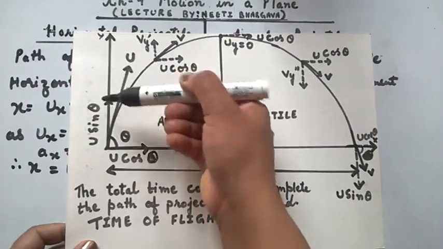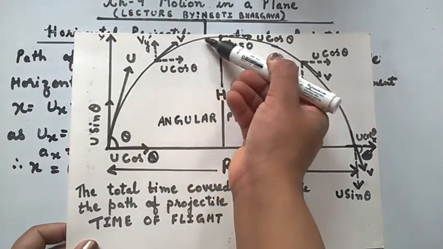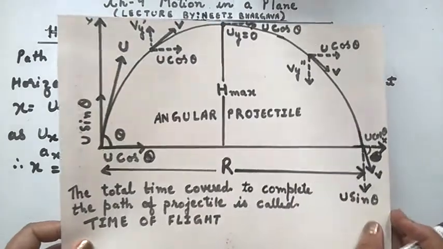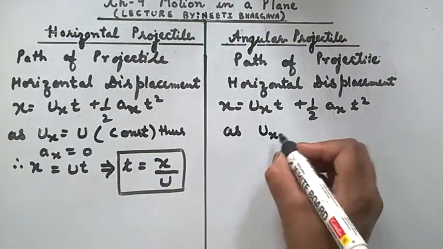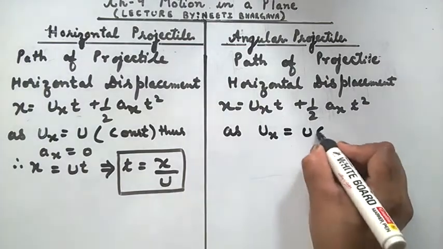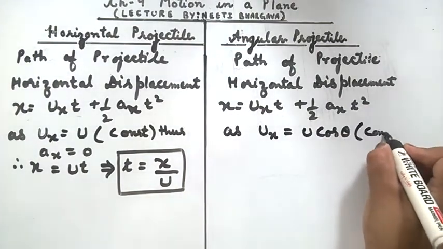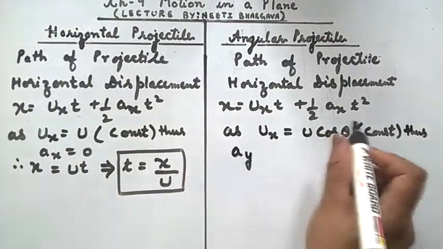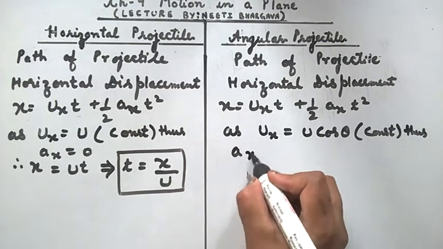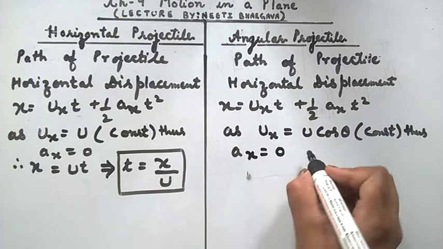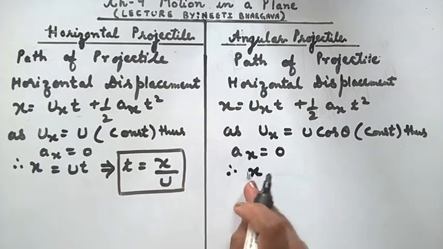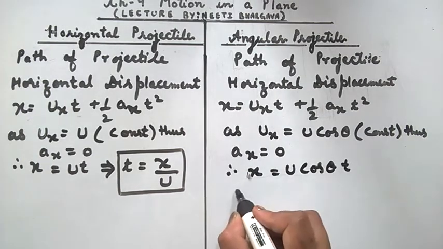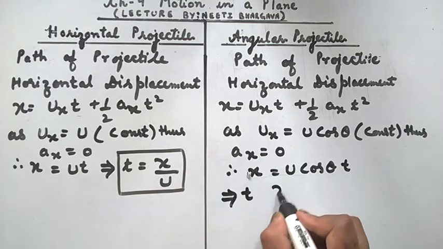And after that, it goes on decreasing, and after that increasing. That is, it is variable. Here, as ux is equivalent to u cos theta, which is constant, thus acceleration along the x-axis is 0. Therefore, the equation is x is equivalent to u cos theta into t. This implies that t equals x upon u cos theta.